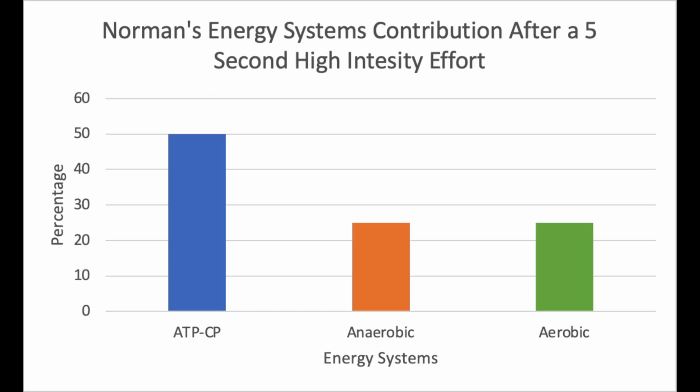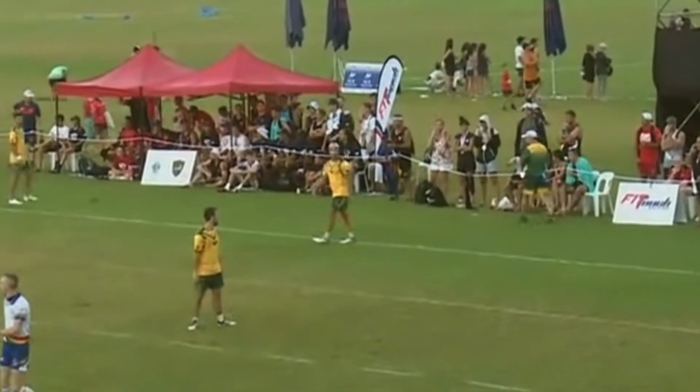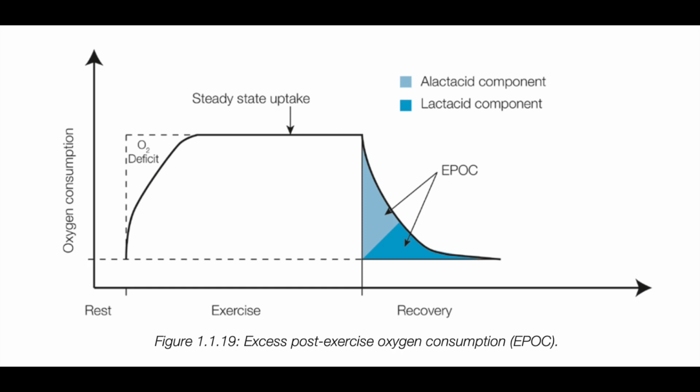As Norman has had 5 seconds of high-intensity effort, his ATP-CP system has depleted to 50%, and both of his aerobic and anaerobic systems contribute 25% each. After the fumble, Norman is doing a passive recovery by walking backwards waiting for the ball to come back into play. During the passive recovery, he is experiencing EPOC.